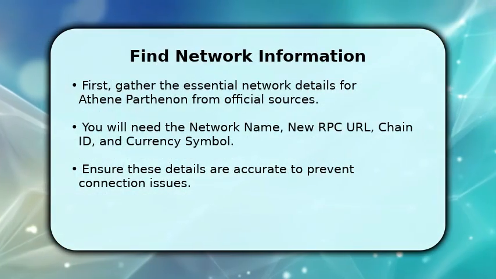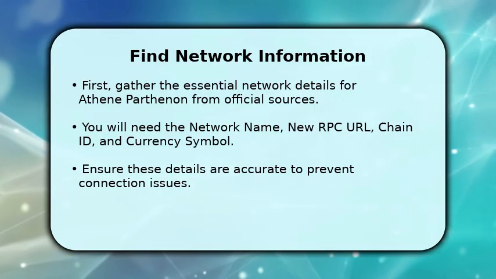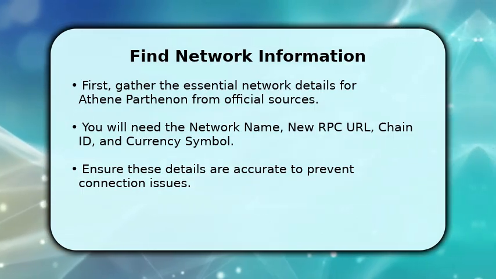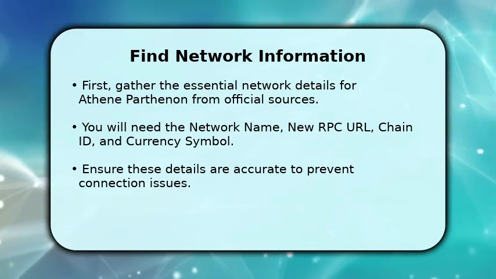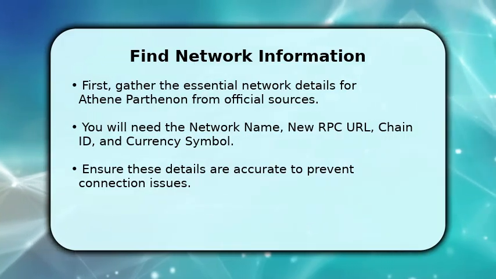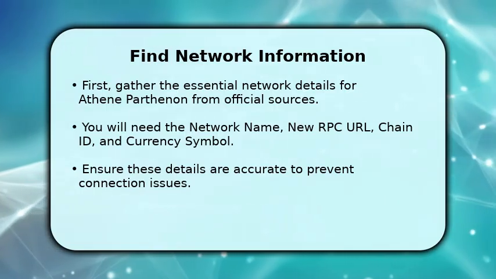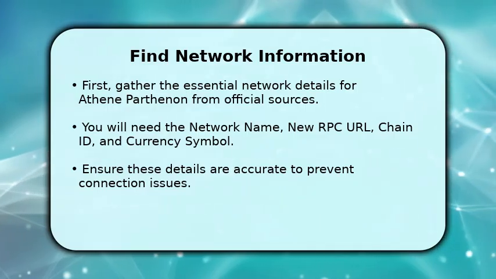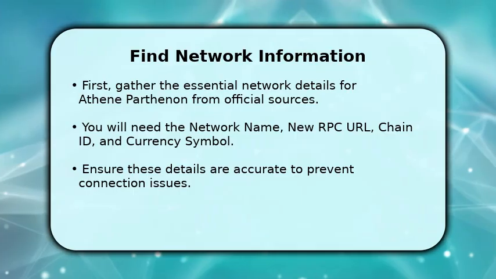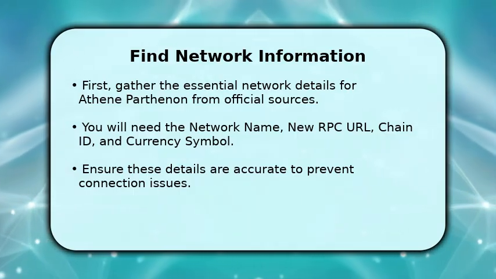Before we dive into MetaMask, let's gather the necessary Athena network information. You'll need the network name, which is Athena, the new RPC URL, which is https://rpc.parthenon.athenascan.io, the chain ID, which is 281123, and the currency symbol, which is ATH. Having these precise details ready is crucial for a smooth setup.